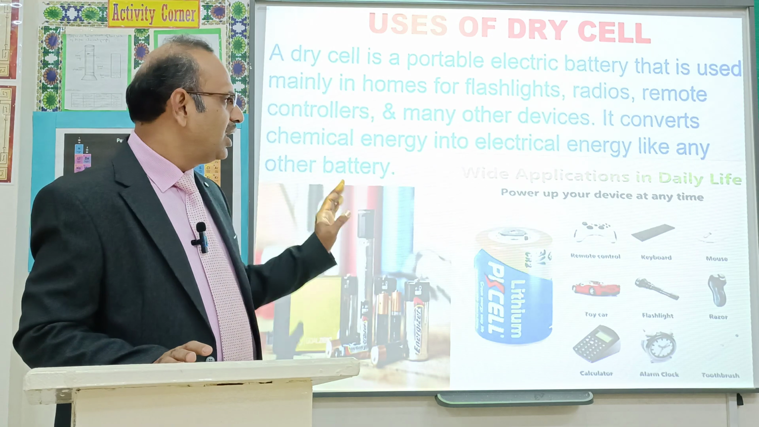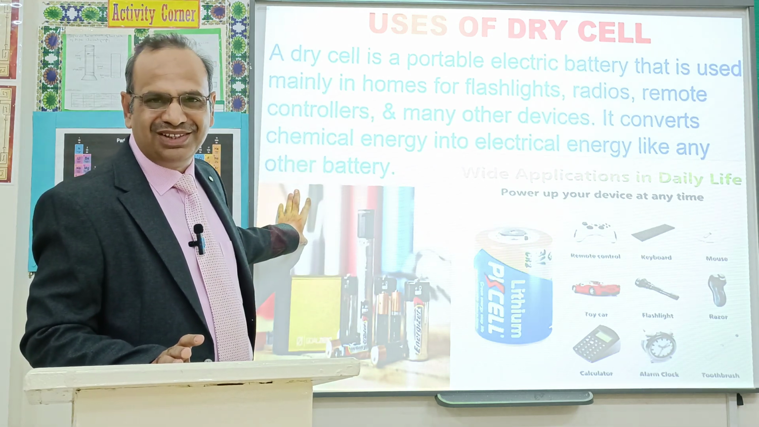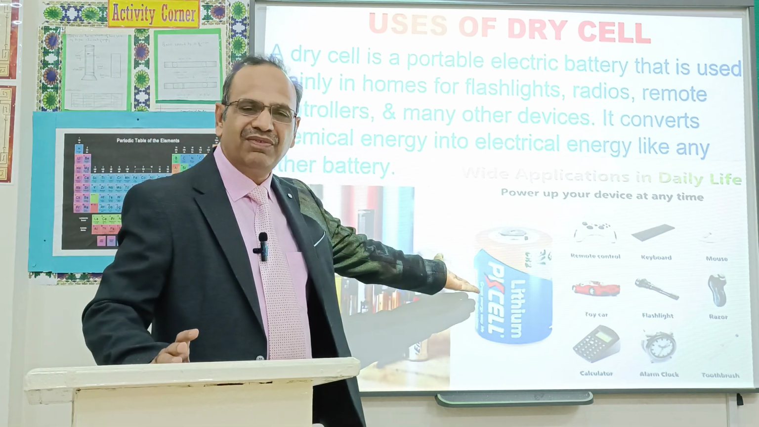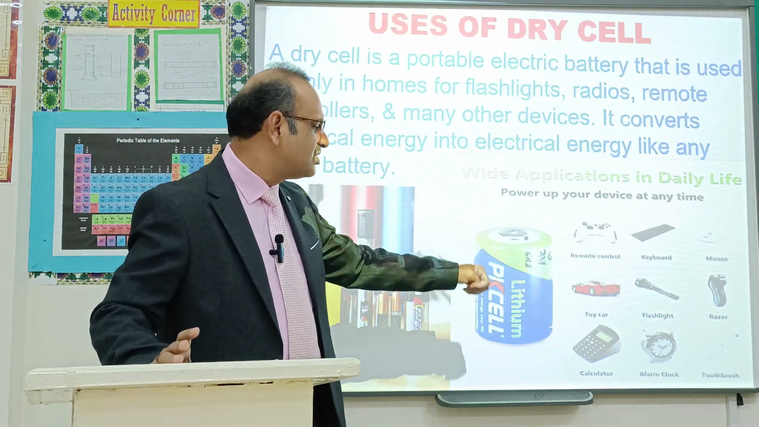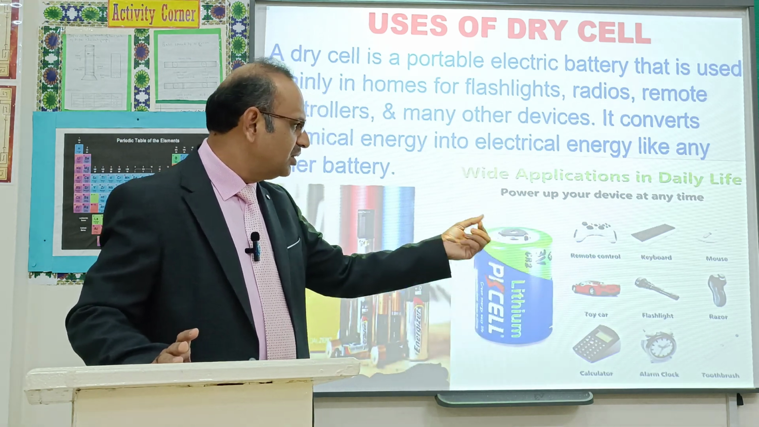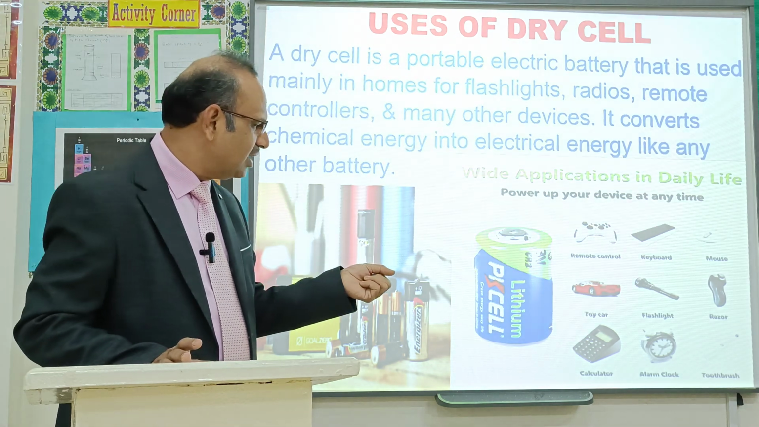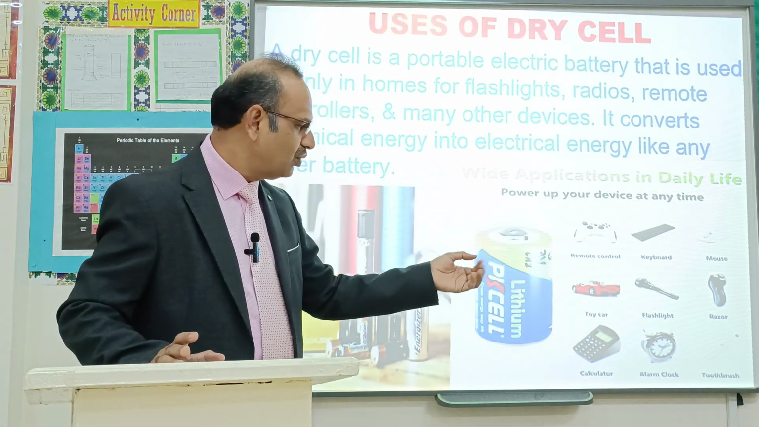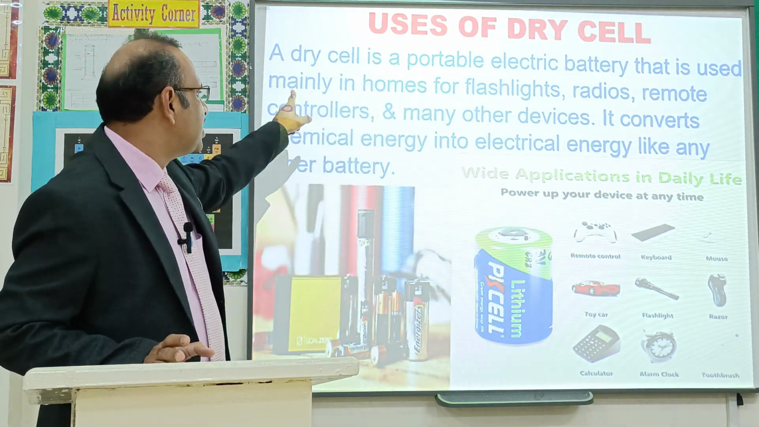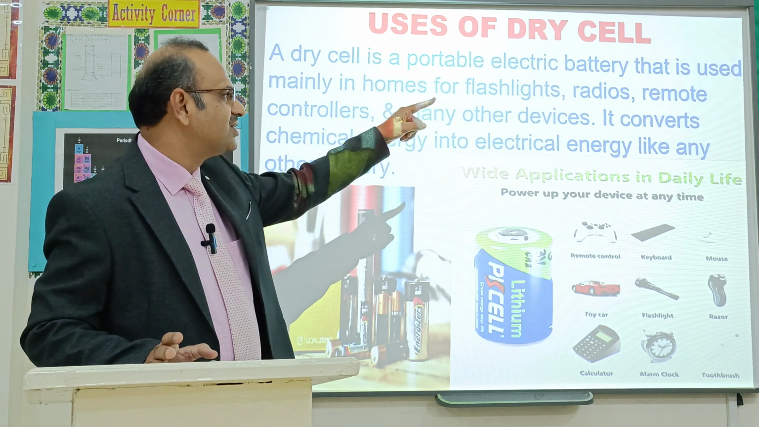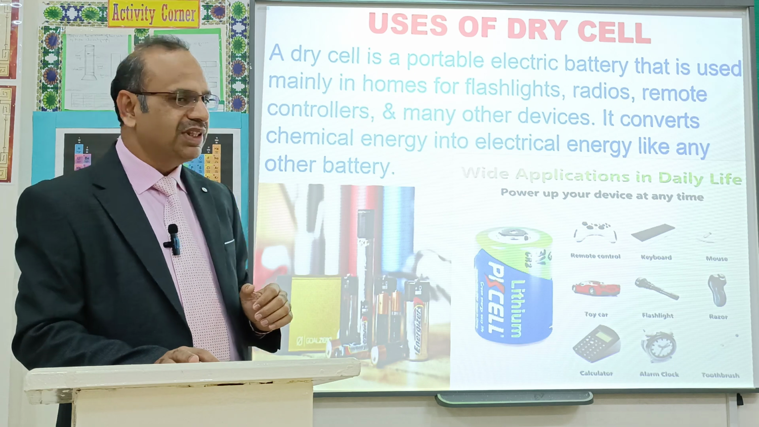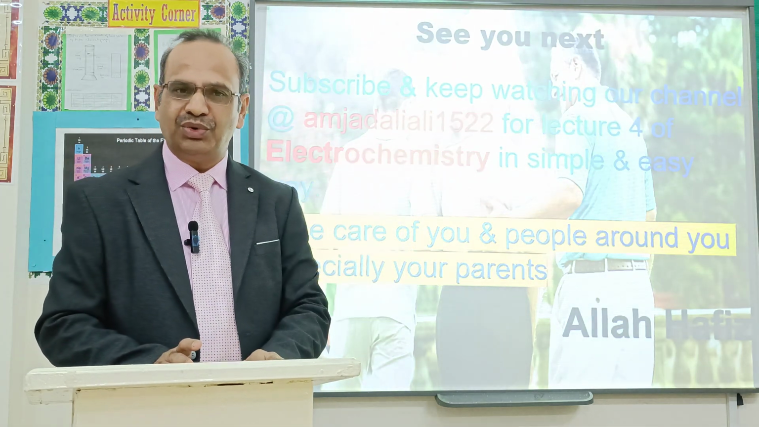At the end, what are the uses of dry cells? I think you know dry cells, these are very common. We are using these dry cells even in remote controls, radios, and even in shaving razors. It can be in clocks also, toys also, flashlights also. So a dry cell is a portable electric battery that is used mainly in homes for flashlights, radios, remote controls, and many other devices.